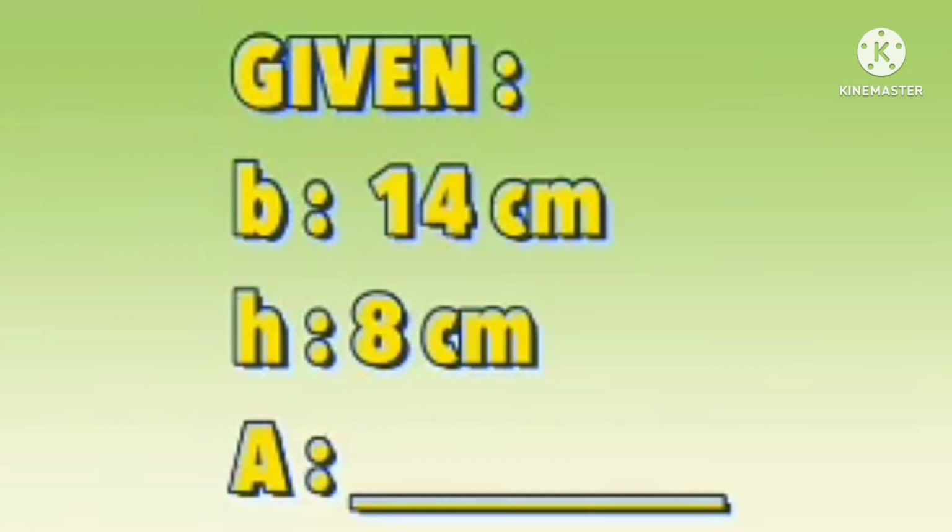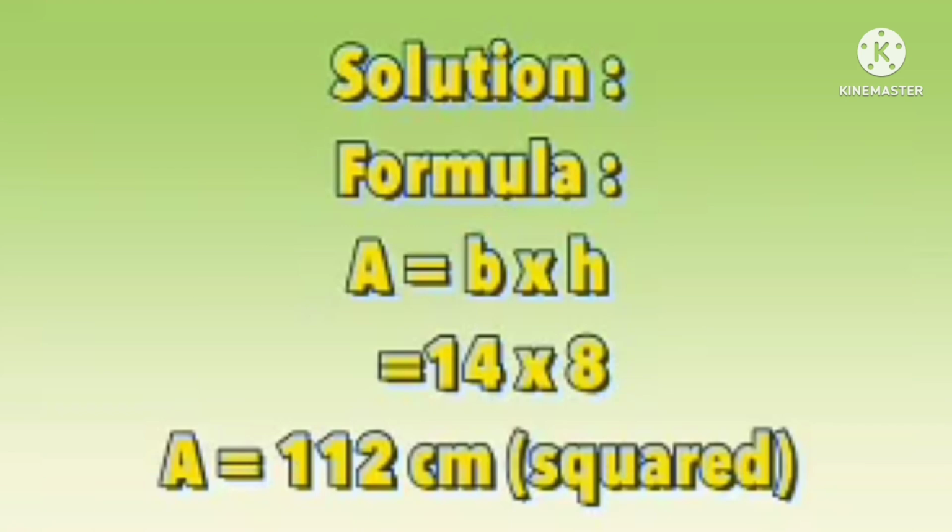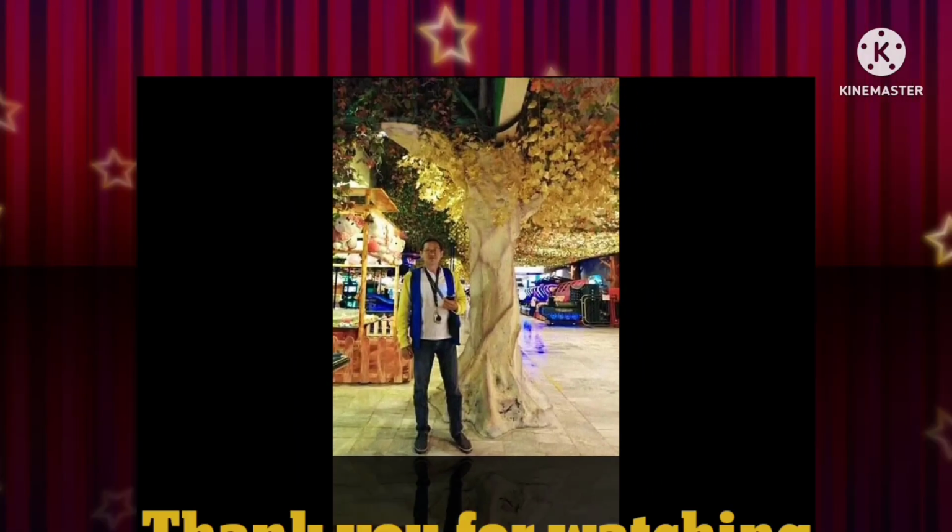For example, number 1: given the base equal to 14 centimeters and the height equal to 8 centimeters, we're going to find the area. Solution: we will use the formula for the parallelogram, area equals base times height. Then we substitute. The given base is 14 times the given height is 8. And we're going to find the product. 14 times 8 equals 112 square centimeters is the area.